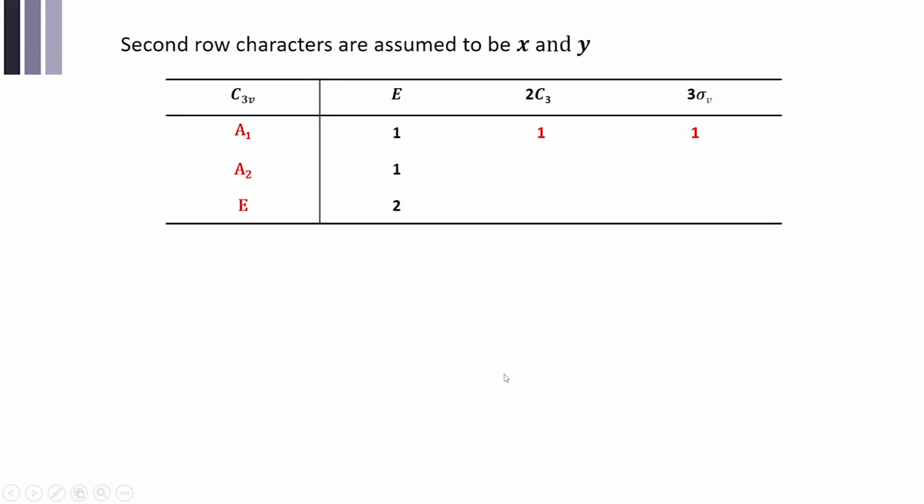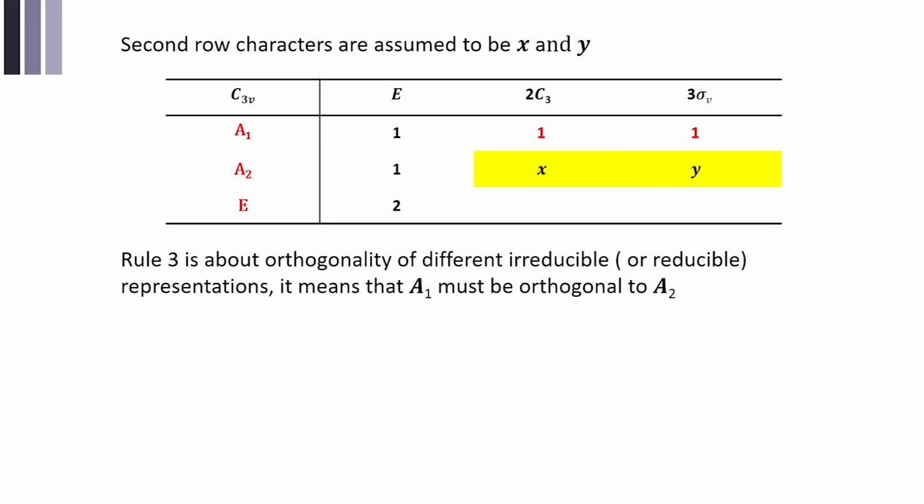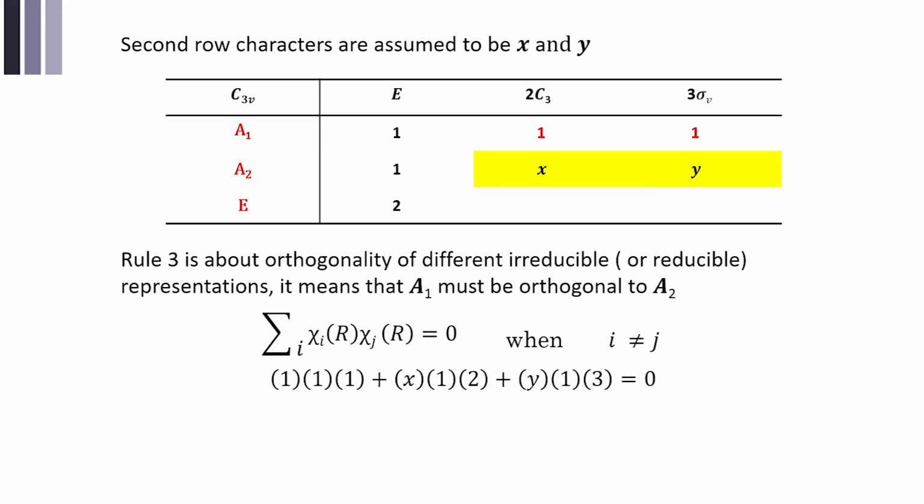So that makes the row like this: 1 and 1. Now the question is how to fill this vacant area. Let's assume that they're x and y respectively. Once we assume that, we know that A2 and A1 should be orthogonal to each other according to the great orthogonality theorem. Using that concept, 1 into 1 into 1 plus x into 1 into 2 plus y into 1 into 3 should be equal to 0.